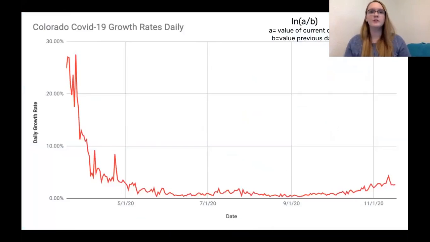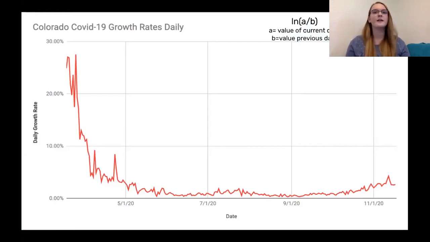The daily case growth is shown in this graph, and we can see that the graph seems to create one that's very similar to that of a logarithm, which is very interesting. This is partially because I used the equation natural log A over B to get this graph, when A is equal to the case amount for the current day and B is equal to the cases for the previous day. As you can see, within the first couple of days, the case growth rate was extremely high.